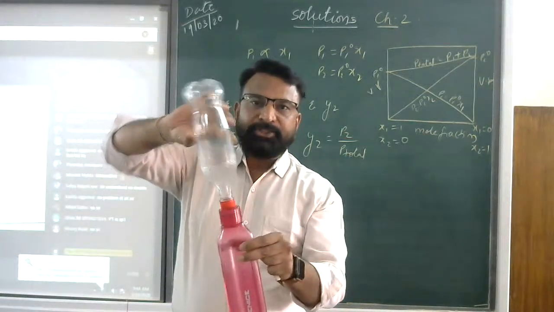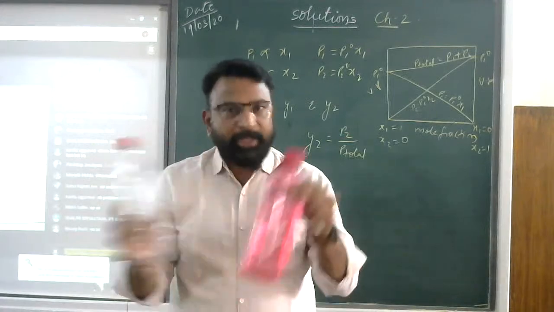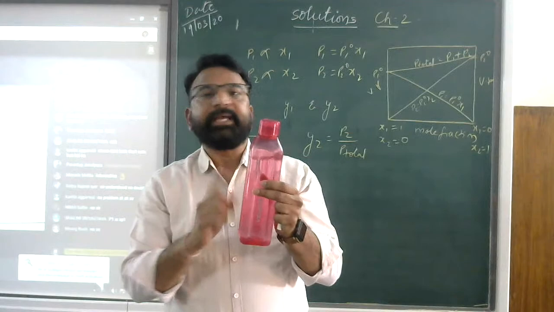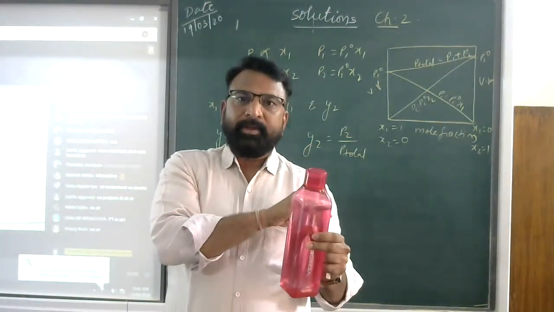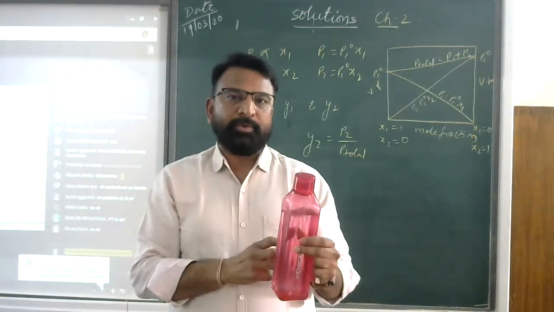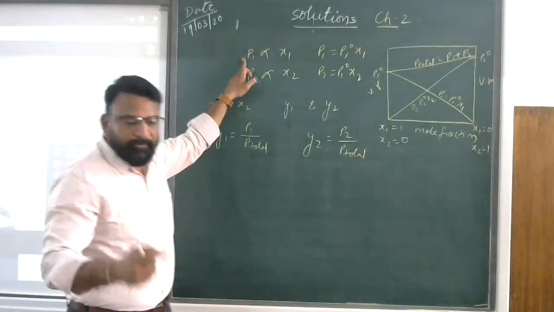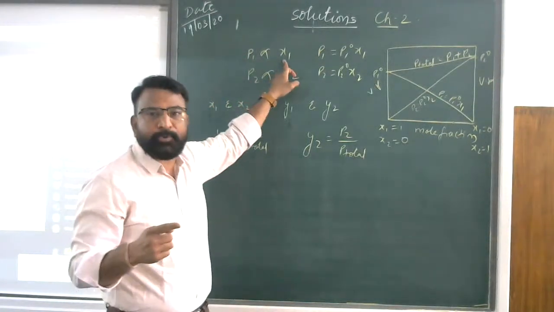When we mix these two together, both the liquids are mixed and both kinds of molecules are present in the solution. So now the total vapor pressure will be taken as P total, and P total will be P1 plus P2. Now, what will be the values of P1 and P2? This is the question. You know that the partial pressure of the first liquid will be directly proportional to the mole fraction.